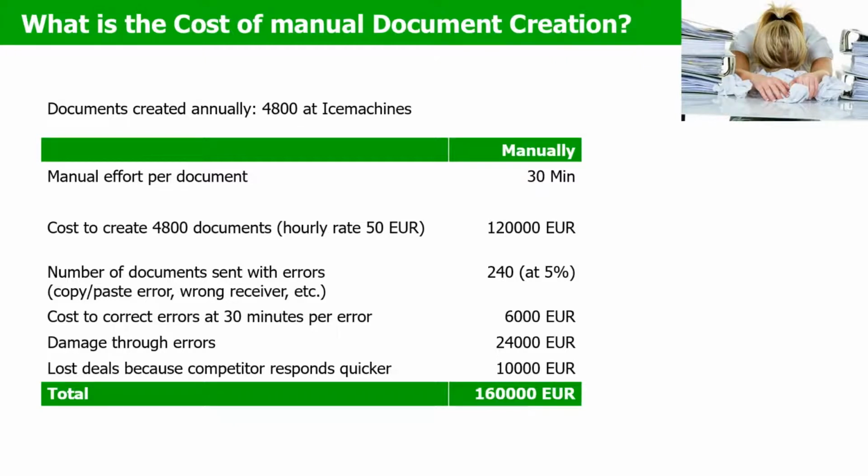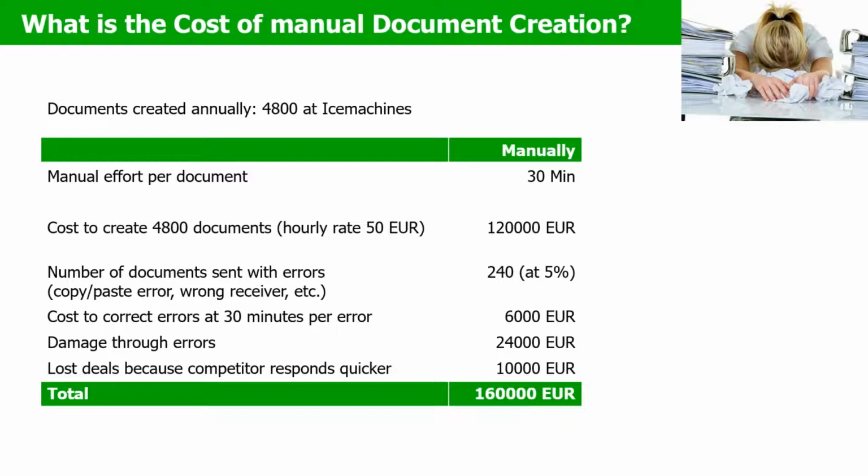How much does that cost? So first of all, how many documents per year do they create? It's 4,800, that's 400 multiplied by 12. If you have a manual effort per document of 30 minutes at 50 euros, that means you're spending 120,000 euros on creating these service contracts, these documents. That gives a nice holiday, doesn't it? Then you have a number of documents sent with errors, copy-paste errors, etc., like 240, for example. This is 5% of the 4,800.